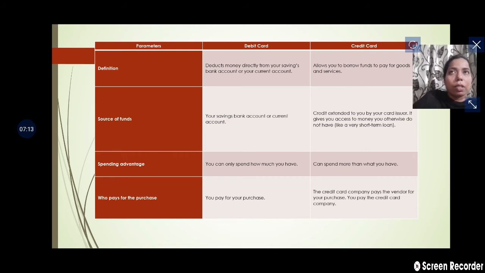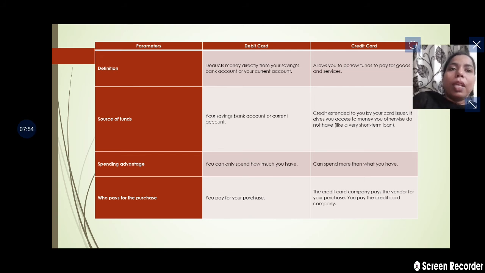In case of the debit card, it is the funds of an individual which he can utilize, but in case of the credit card, it is actually borrowed funds, in the form of a short-term loan which an individual can utilize. So the source of funds in case of the debit card is the savings account and the current account which an individual has. But in case of the credit card, the fund is granted by the financial institution to the individual, in the form of a short-term loan.